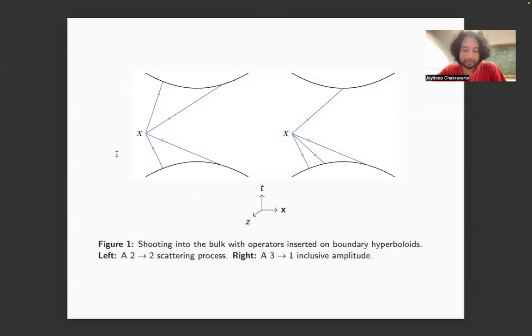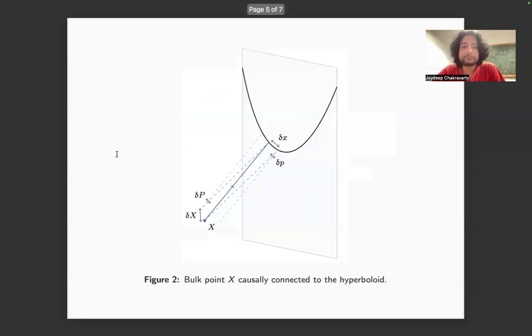Now our work is not only valid for 2-to-2 scattering processes, which are these in-out scattering processes, but it's also valid for different inclusive amplitudes. For instance, one of these figures is on the right, where we have some different time ordering.